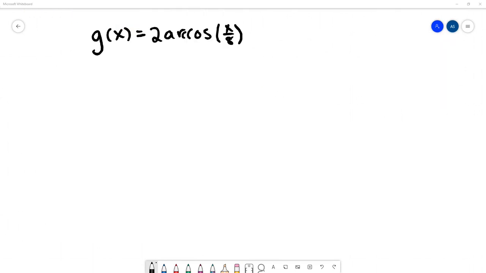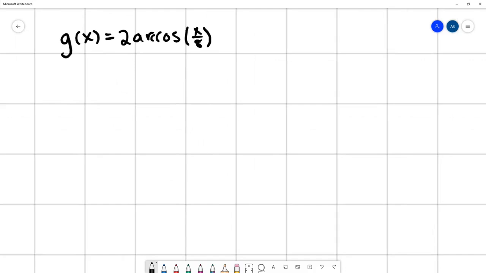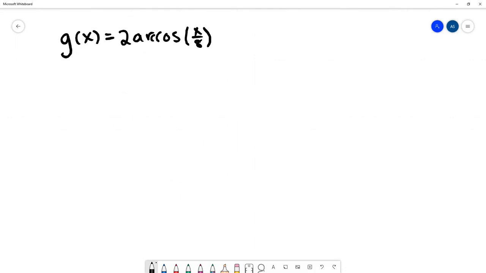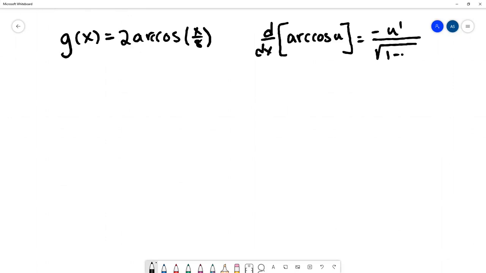For this example, we want to calculate the derivative of g of x equals 2 arccosine of x over 8. So let's look at the derivative rule for arccosine. The derivative of arccosine of u is negative u prime over square root of 1 minus u squared. So we want to follow this derivative pattern in order to calculate that derivative.